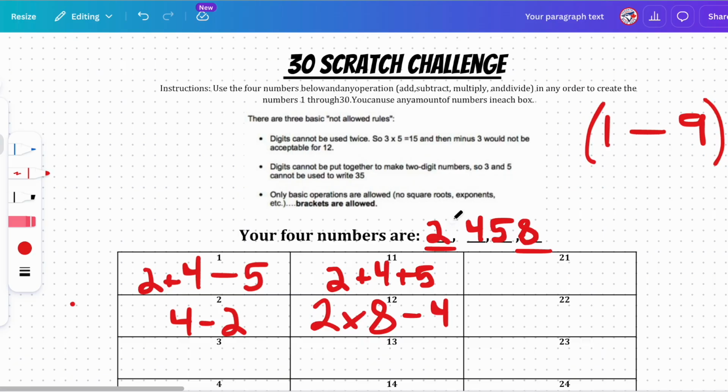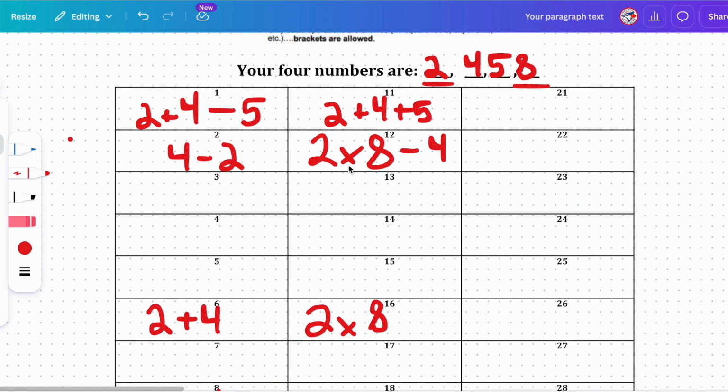If they choose 1, 2, 3, and 4, that might be tough. But if you get a good spread of numbers, typically you can solve these about 90% of the time. So I'm going to just go through some of these solutions. I know that 8 add 5 is 13. This is the first time that I've solved this one, so we'll see if it will solve it.